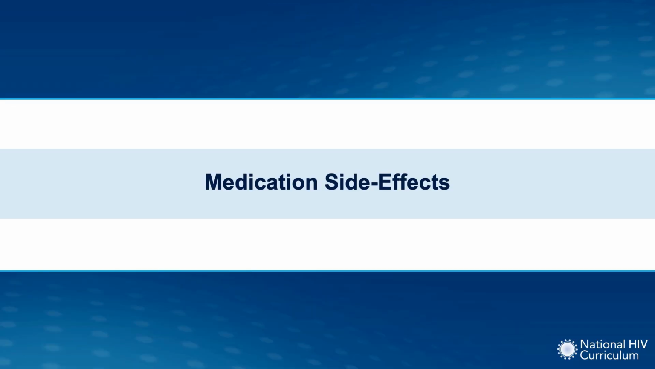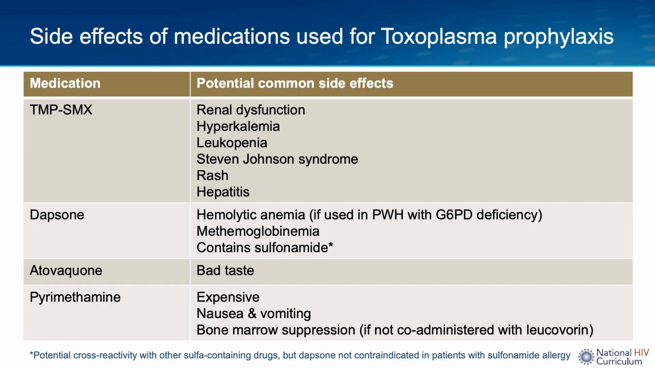Now, let's go over some of the common side effects associated with the medications used for toxoprophylaxis. With trimethoprim sulfamethoxazole, you can see renal dysfunction, hepatitis or transaminitis, hyperkalemia, leukopenias, and particularly neutropenia. You can get a mild rash with this drug, or on the more severe spectrum, patients may have Stevens-Johnson syndrome.